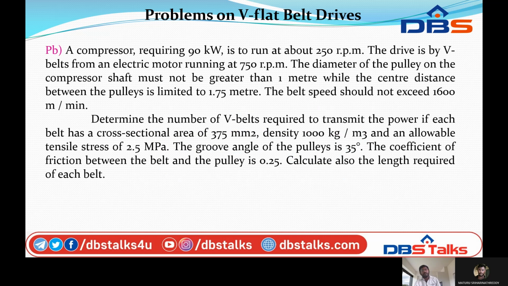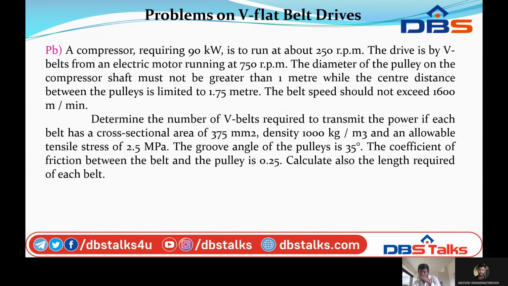Next, coming to the problems. Problems on V flat drive. This is the first problem. A compressor requires 90 kilowatts and is to run at about 250 rpm. The drive is by V belt from an electric motor running at 750 rpm. The diameter of the pulley on the compressor shaft must not be greater than 1 meter, while the center distance between the pulleys is limited to 1.75 meters. The belt speed should not exceed 1600 meters per minute.